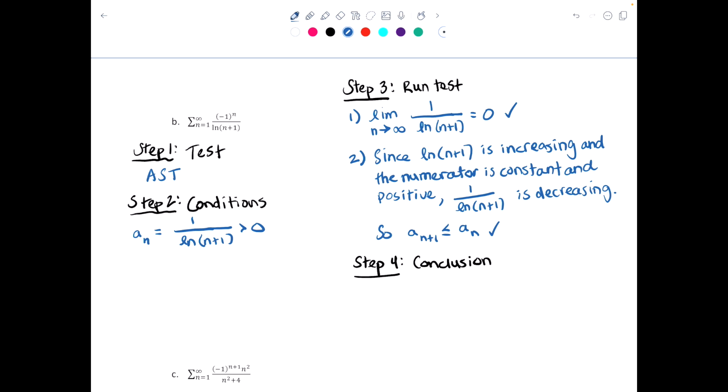Okay, so the summation as n goes from 1 to infinity of negative 1 to the n over the natural log of n plus 1 converges by the alternating series test. Cool, cool? Excellent. All right.